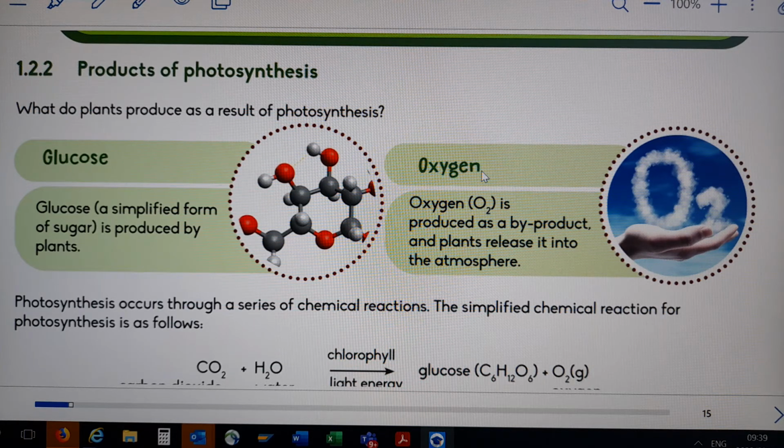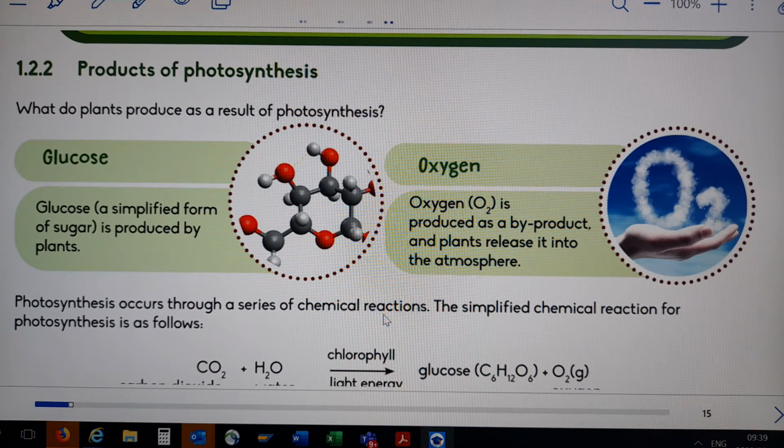And oxygen is the second item that we get from photosynthesis. Oxygen is produced as a byproduct, and plants release it to the atmosphere. Once food or glucose is formed, oxygen is released to the atmosphere again, then we can breathe and use it. Photosynthesis occurs through a series of chemical reactions.